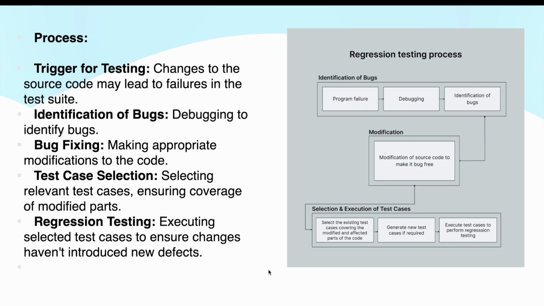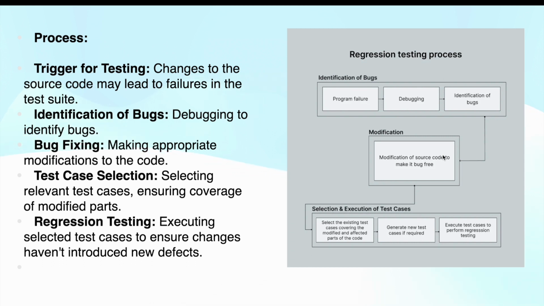So there is a process of regression testing that involves several steps, which we can see here in the diagram. Trigger for testing: any changes made to the source code, such as adding new functionality or optimizing existing code, may lead to failure in the previous design test suite. After failure occurs, the source code is debugged to identify the bug in the program, which is called debugging. Once the bugs are identified, appropriate modifications are made to the source code.